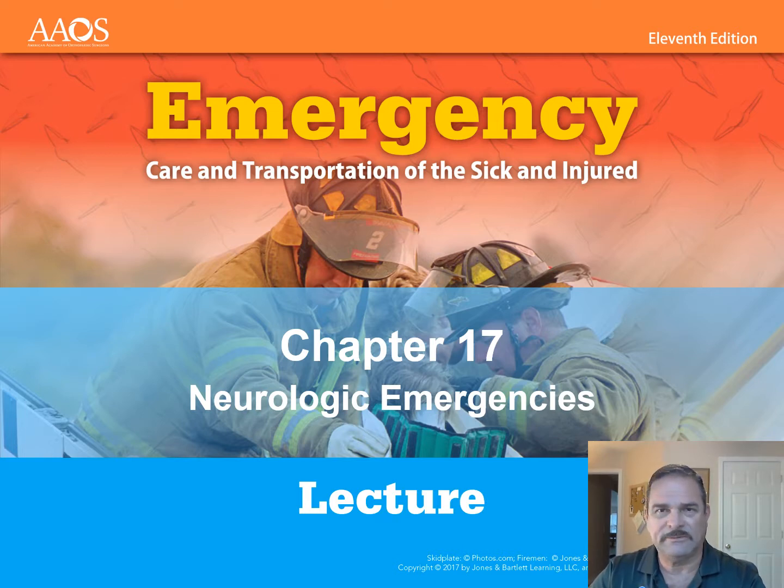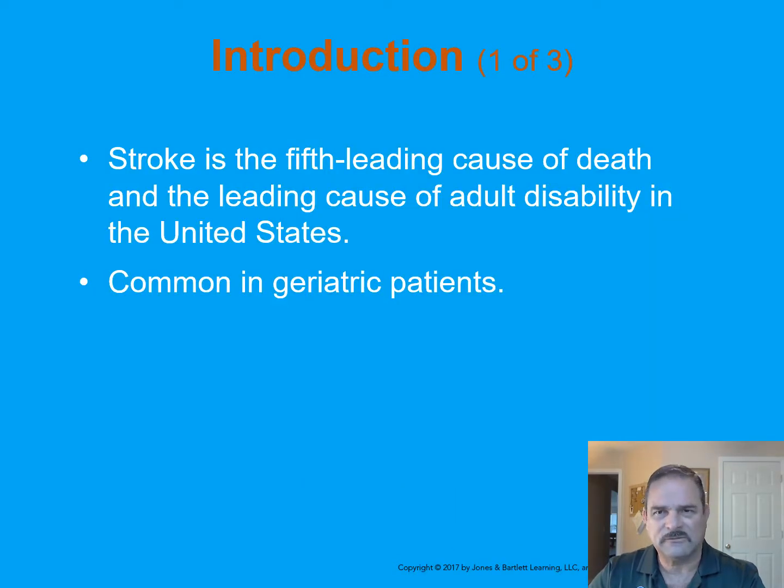We do experience quite a few neurological emergencies in what we do. So this chapter will hopefully shed some light on how we can prepare to manage and deal with these kinds of patients. All right, so stroke is one of the big ones in neurological emergencies. Stroke is the fifth leading cause of death and the leading cause of adult disability in the United States. This is according to the American Stroke Association. It's common in geriatric patients, and we see it more often than we want to on a weekly basis.